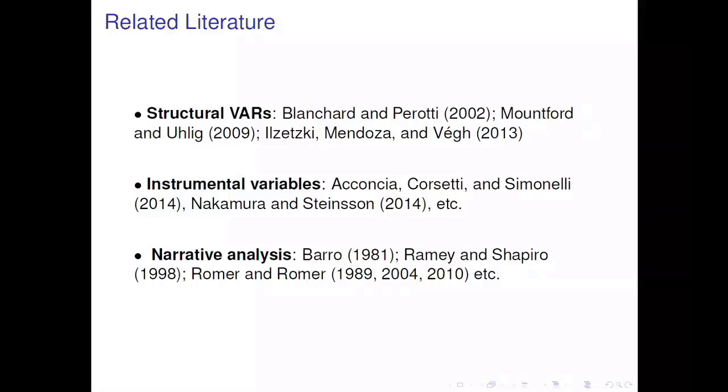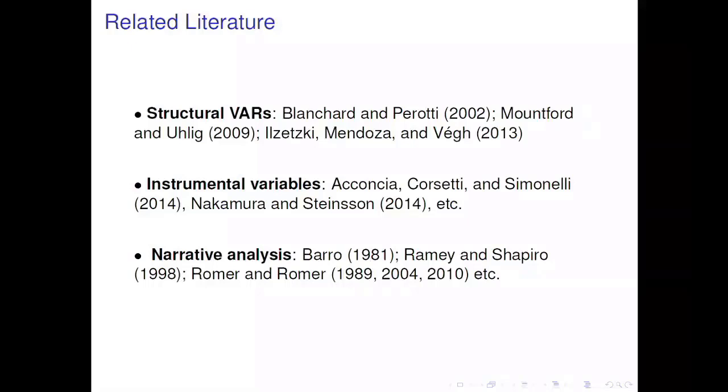One is the structural VARs, or vector autoregressions, where some seminal papers like Blanchard and Perotti, Mountford and Uhlig, Ilzetzki, Mendoza and Vegh, they all work with structural VAR errors. That's one way to go about it, but it entails making some strong assumptions regarding the short-run errors and the long-run errors and how they're correlated with each other.